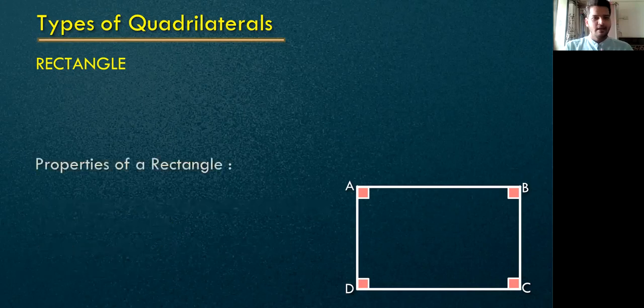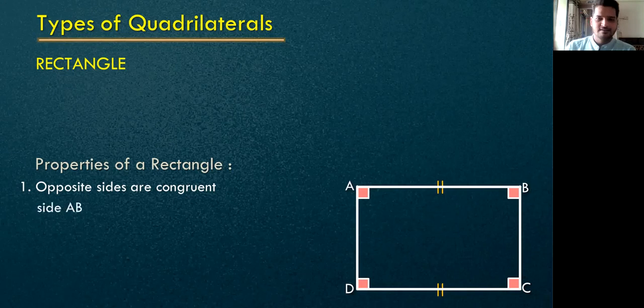Now every rectangle has a few properties with it. First one, the opposite sides are congruent. Let us observe the opposite sides in our figure ABCD. Correct. If you observe side AB and side CD, they are opposite to each other, so they are congruent, right? So we will write that side AB is congruent to the side CD.